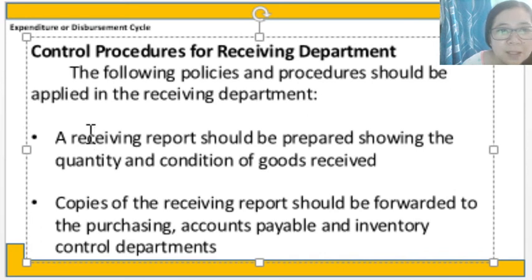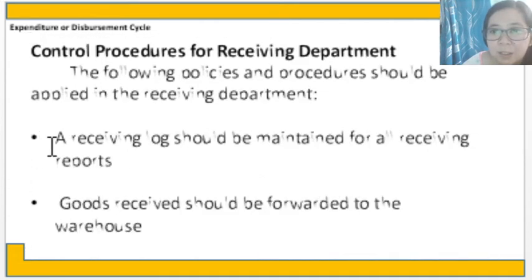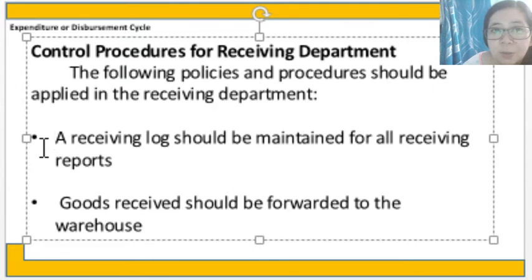Another is a receiving report, which will also be prepared. This will show the quantity and conditions of the goods received together with the blind copy of the purchase order. Copies of the receiving report should be forwarded to the purchasing, accounts payable, and the inventory control department. So this will show the actual items received from the delivery by the vendors. Another is a receiving log, which should also be maintained for all the receiving reports. This is to make sure that indeed the receiving department prepared and forwarded such documents.